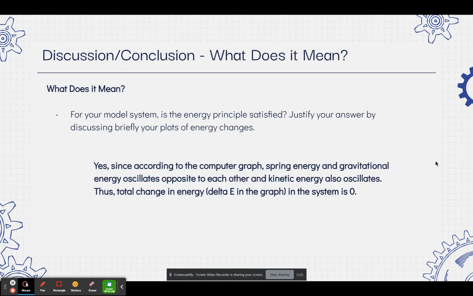Now for the conclusion and discussion of what it means for my model system, the energy principle is satisfied because according to the computer graph, spring energy and gravitational energy oscillate opposite to each other. So as one increases, the other one decreases. And same thing with the kinetic energy, it also oscillates. And the total change of energy, delta E in the graph, as we saw before, is zero.